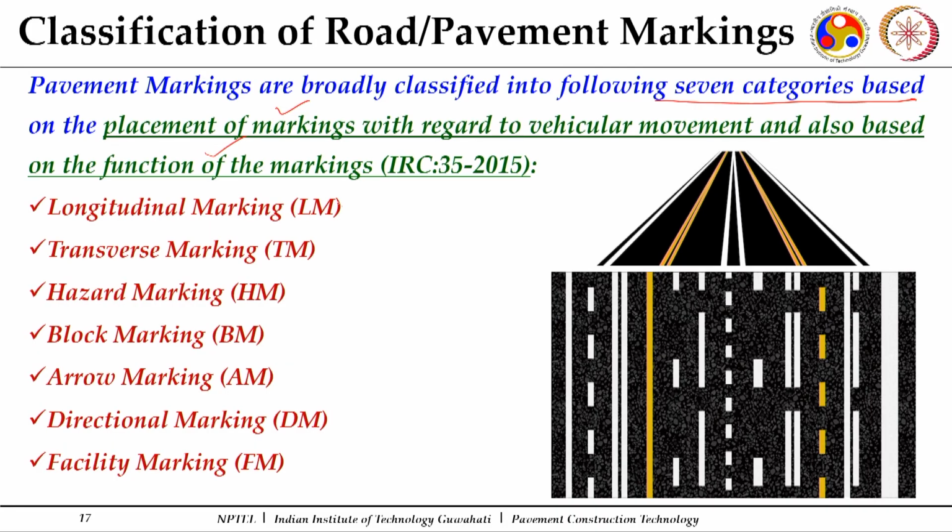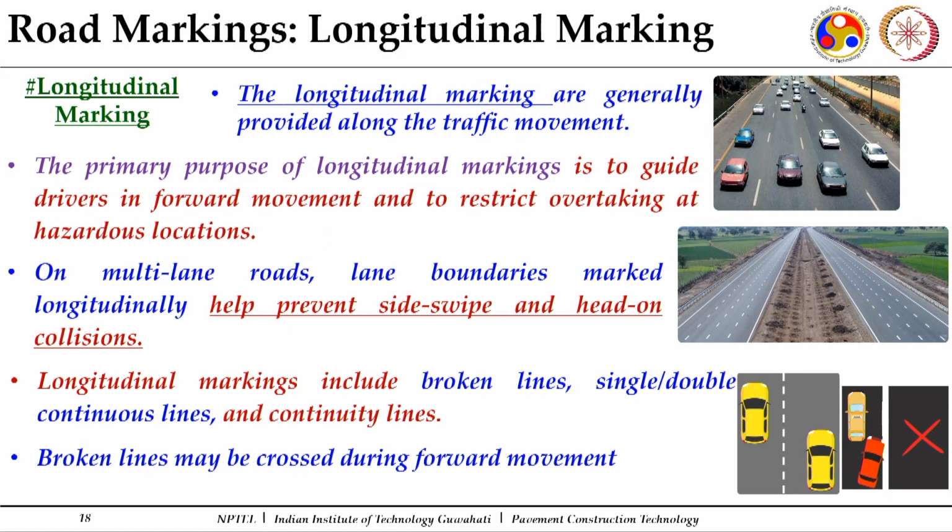If it is across that particular one, there may be another one. And the second is what function it is serving. On the basis of these, the classifications are made, and there are 7 main categories: longitudinal marking, transverse marking, hazard marking, block marking, arrow marking, directional marking and facility marking. So let us first see the longitudinal marking.